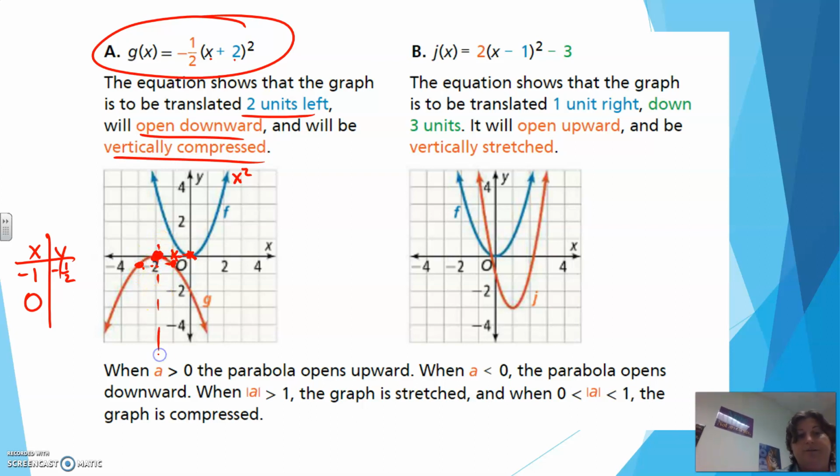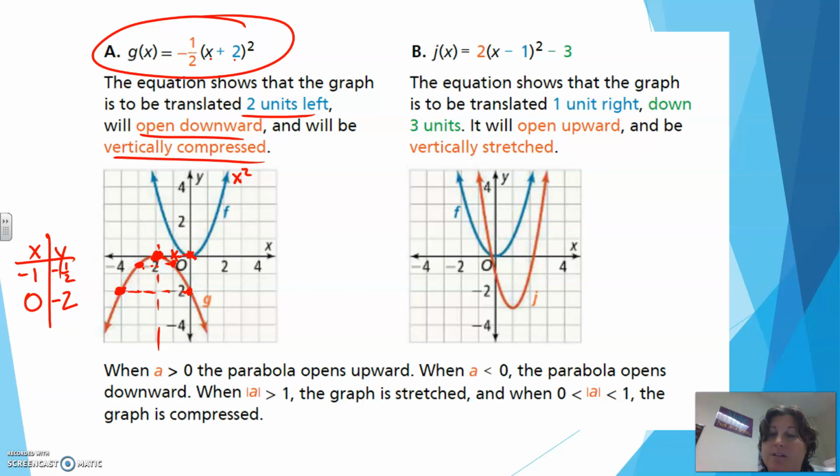Okay, if I plug in 0, 0 plus 2 is 2, 2 squared is 4, 4 times negative 1/2 is negative 2. That's 0, negative 2, reflect it across. Okay, fine. So in just a minute, we'll do some examples where you're actually going to graph it as well.